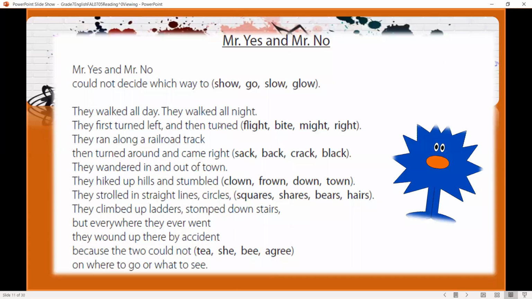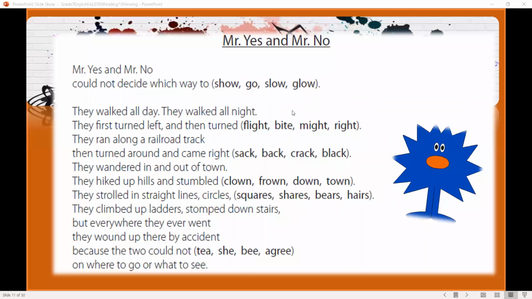Now, we are going to do a poem where you need to pay attention because I'm going to ask you some questions. All right. It's called Mr. Yes and Mr. No. And you need to figure out which words are correct to end the poem with. So you need to help me end some of the lines of this poem. So we have Mr. Yes and Mr. No could not decide which way to, what should it be? Show, go, slow, or glow. Which one should it be? Okay, someone's paying attention. Awesome.